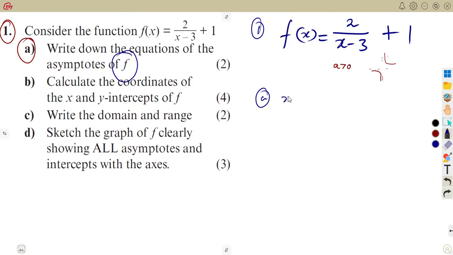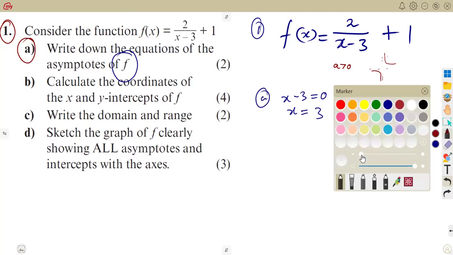All right, remember I said we're going to take the x minus 3. This one we equate to 0. x minus 3 must be equal to 0. So x is equal to 3, which is our vertical asymptote. Then for the y values, we just take this one as it is. y is equal to 1 as it is like that. All right, that is for the first part.